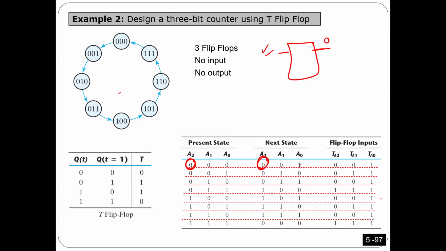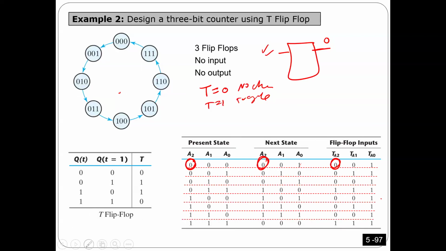0. Why? Because we know how a T flip-flop works. When T is equal to 0, no change. When T is equal to 1, toggle. That's why I have to put 0 here, so that if the current is 0, next time I will also get 0. Let's see another one.